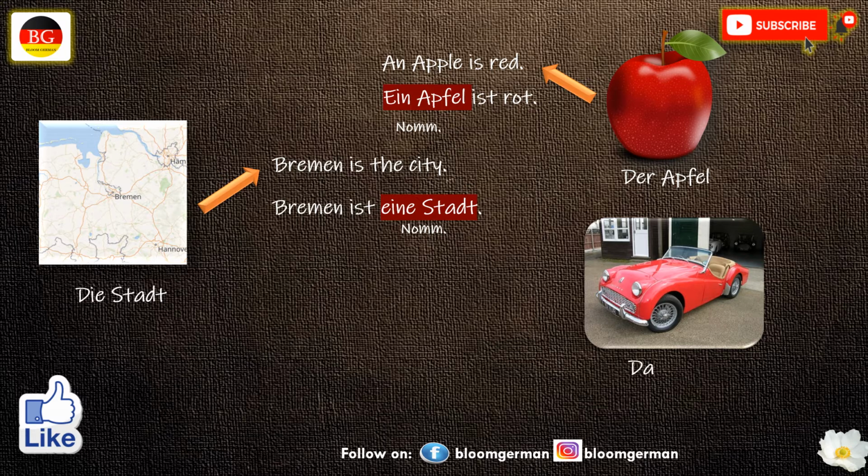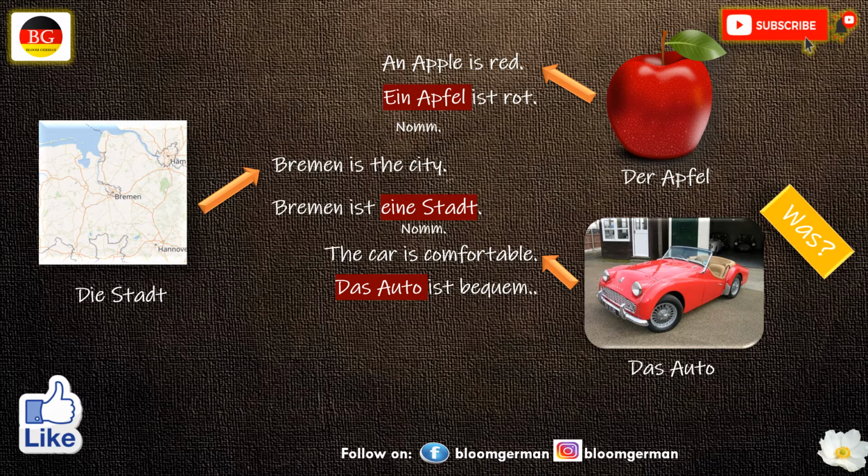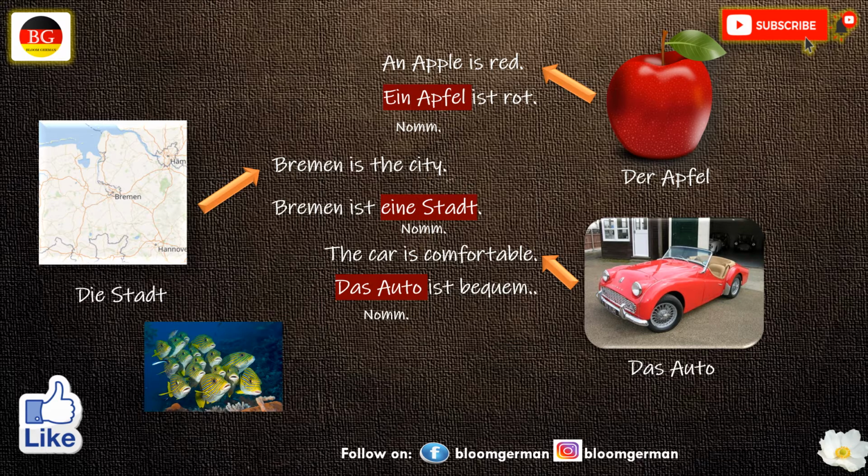Let's take one more example. Das Auto, neutrum gender. I want to make a sentence. The car is comfortable. Das Auto ist bequem. Bequem is comfortable. Now, I want to ask a question. What is comfortable? Das Auto is comfortable. So, das Auto is nominative. So, the case of a sentence is nominative.